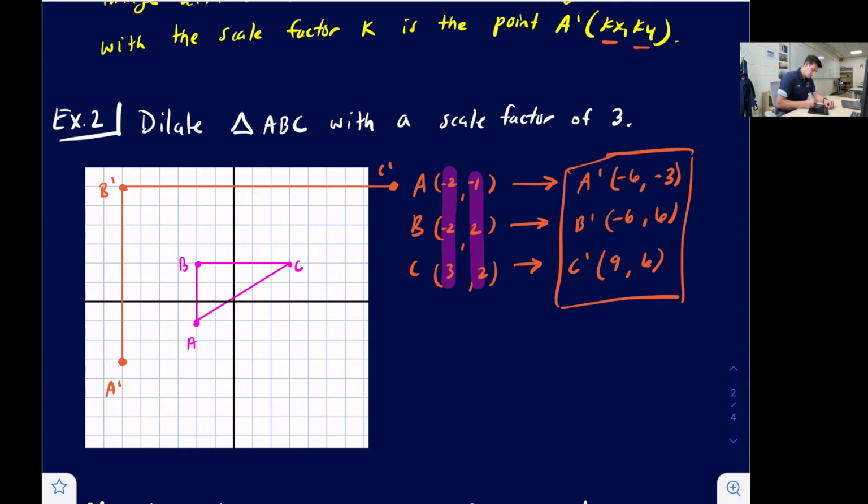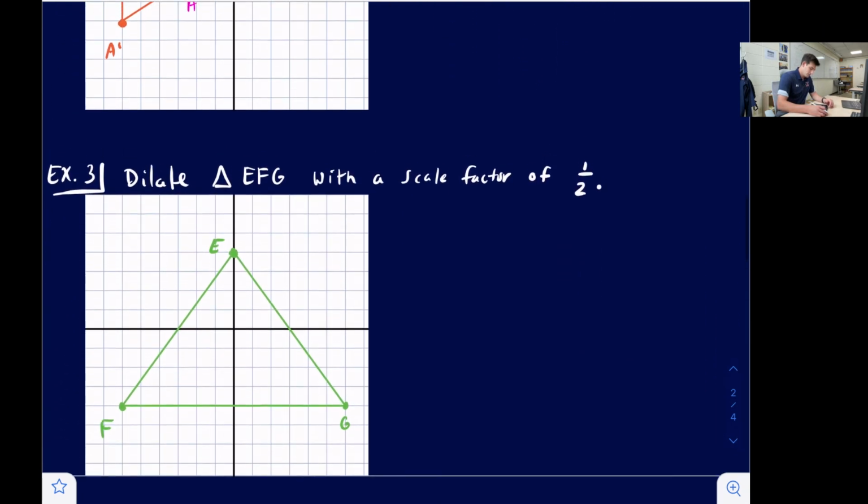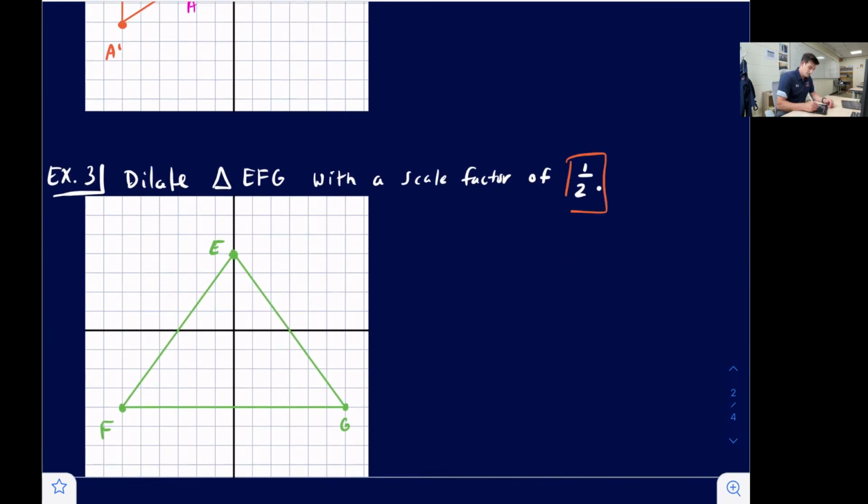Okay, and connect our points here. And we have our enlarged shape, right? We enlarged it by a scale factor of 3, so our shape got bigger, but notice it's still a right triangle, okay? All right, let's look at an example where our scale factor is between 0 and 1, right? So we're going to make our shape smaller. We're going to do a reduction.